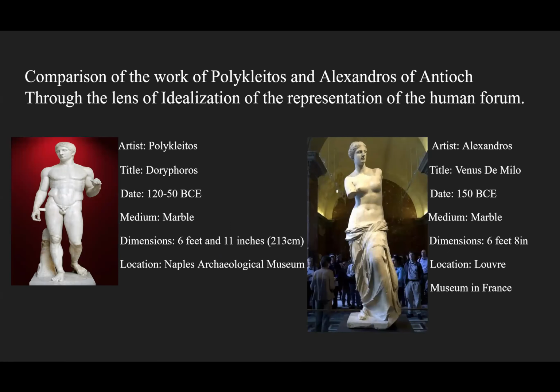So here is the comparison of my two artworks, which is Doryphoros by Polykleitos and Venus de Milo by Alexandros of Antioch, through the lens of idealization of the representation of the human form. Imagine being in the Archaeological Museum of Naples and witnessing the sculpture Doryphoros created by Polykleitos, or being in the Louvre Museum within the same presence as Venus de Milo created by Alexandros of Antioch.